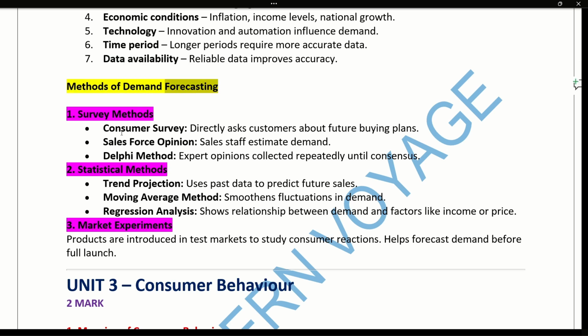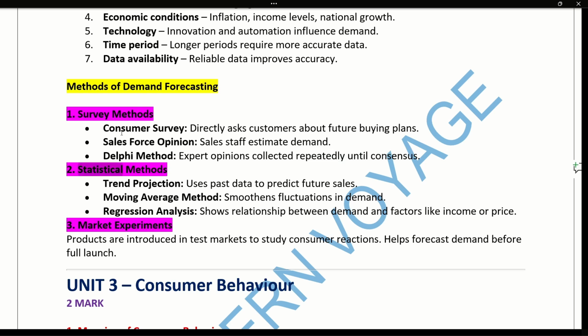Methods of demand forecasting. 1. Survey methods. Consumer survey directly asks customers about future buying plans. Sales force opinion. Sales staff estimate demand. Delphi method. Expert opinions collected repeatedly until consensus.